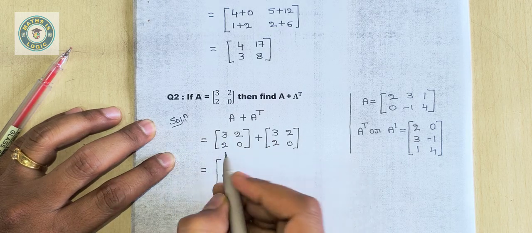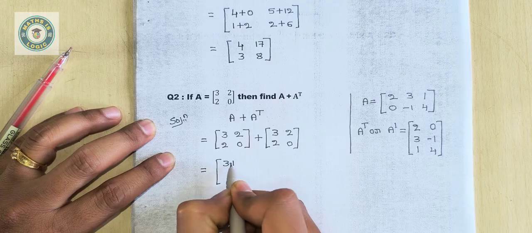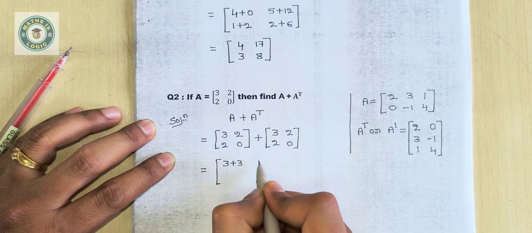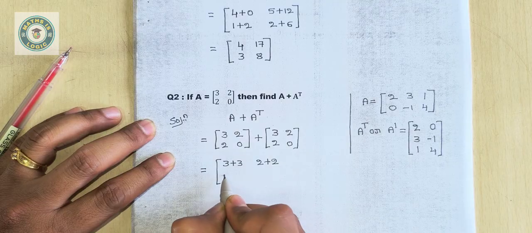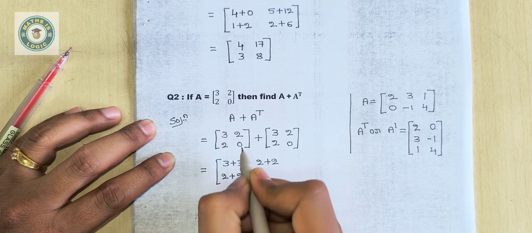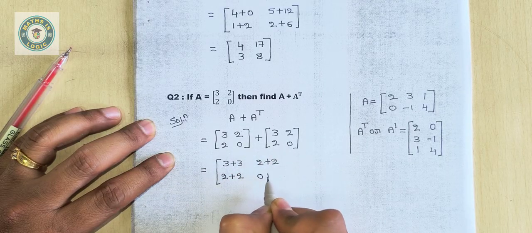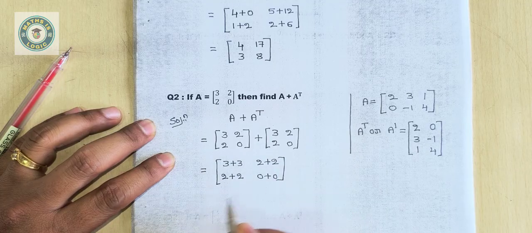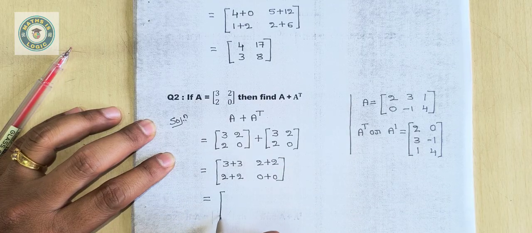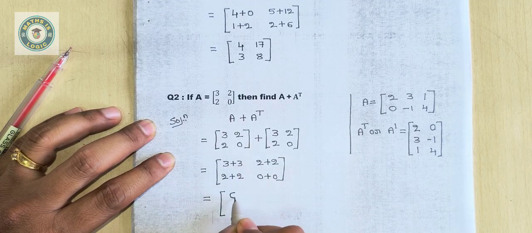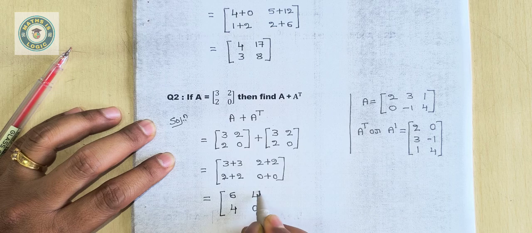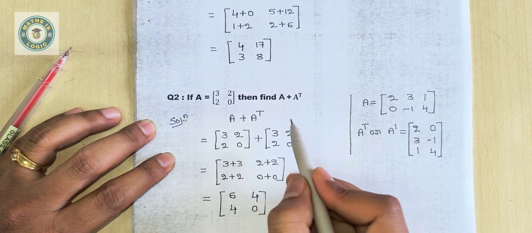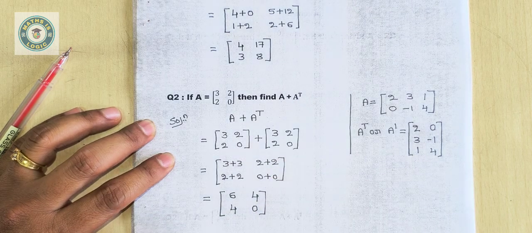So that is the first element with the first element, 3 plus 3, second element with the second element, 2 plus 2, third element with the third element, 2 plus 2, fourth element with the fourth element, 0 plus 0. Therefore, which is equal to, now add the numbers: 3 plus 3 is 6, 2 plus 2 is 4, 2 plus 2 is 4, 0 plus 0 is 0. So this is the value of A plus A transpose.